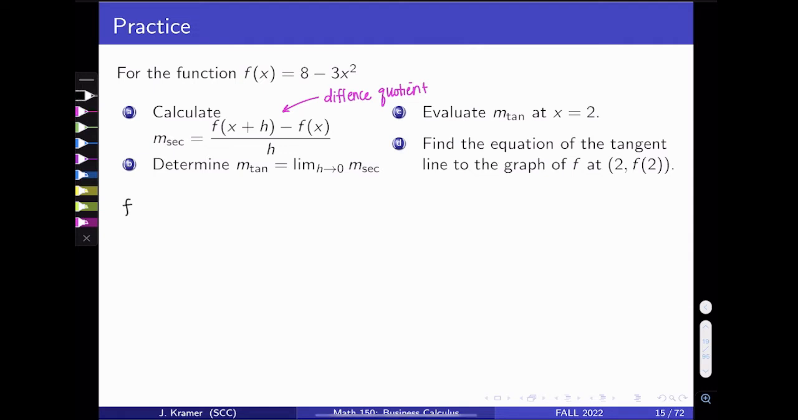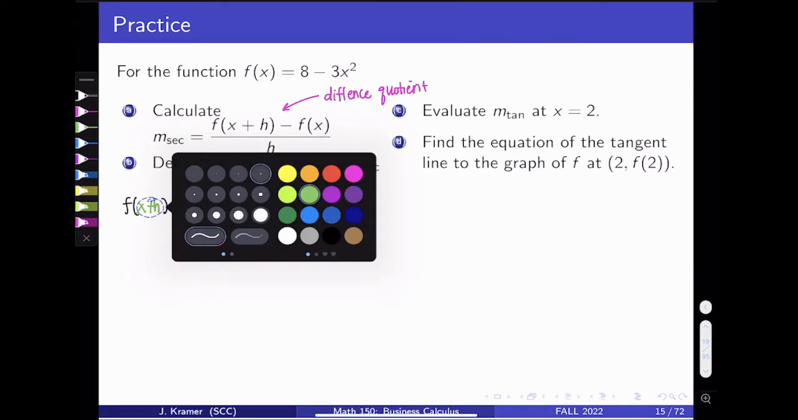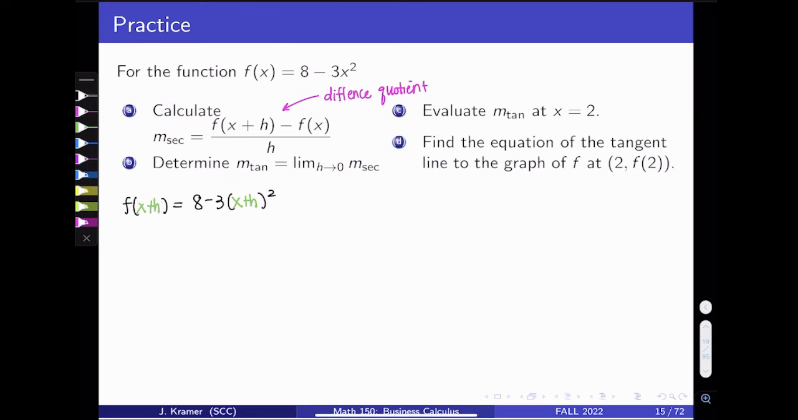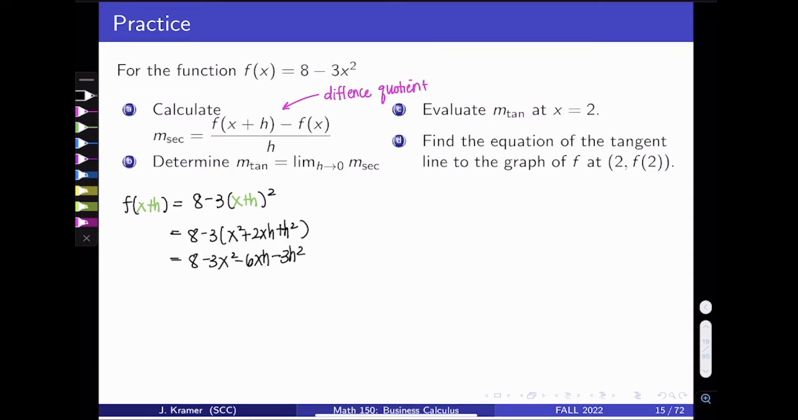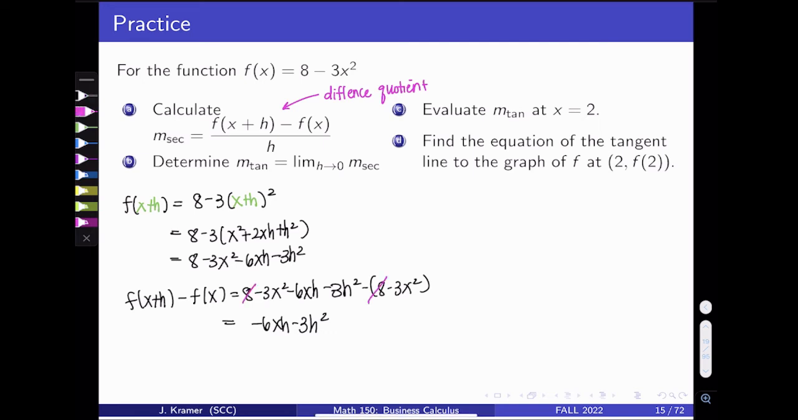So let's start with f of x plus h. Everywhere there's an x in our function, we're going to plug in the quantity x plus h. So 8 minus 3 times the quantity x plus h squared. Everywhere there was an x in the original function, we plugged in x plus h, and now we'll expand x plus h squared and simplify this expression. Now we'll find the difference of f of x plus h minus f of x. We end up with the quantity negative 6xh minus 3h squared, because the 8 and this negative 8 cancel, and negative 3x squared plus a 3x squared also cancels, and we're just left with those two terms.